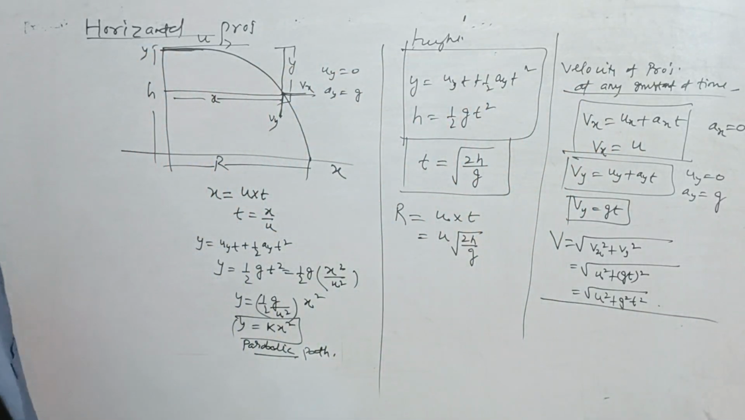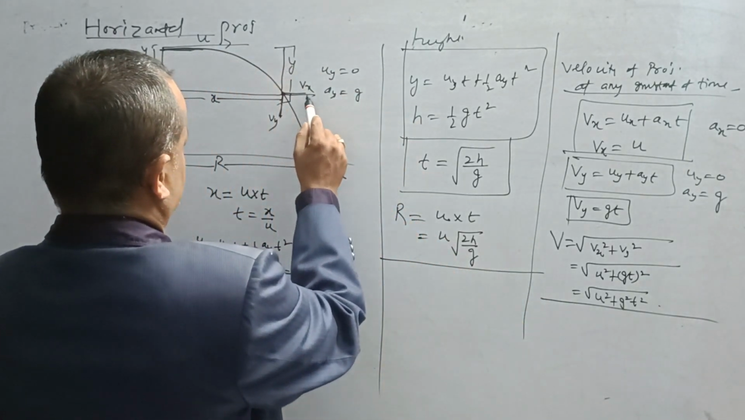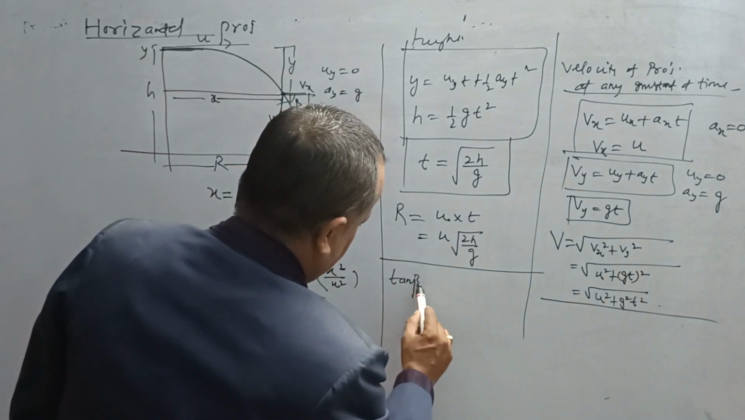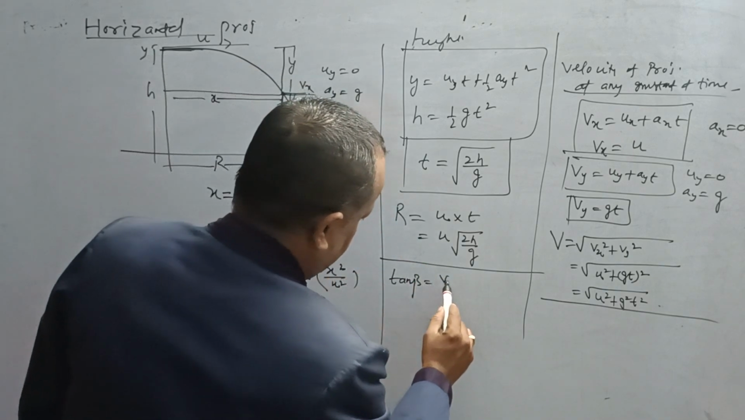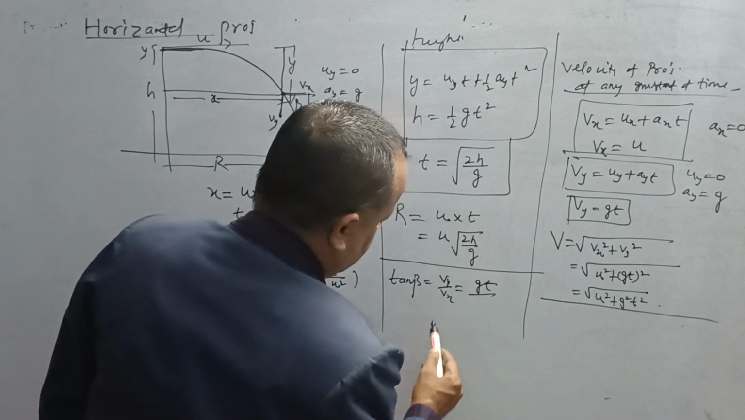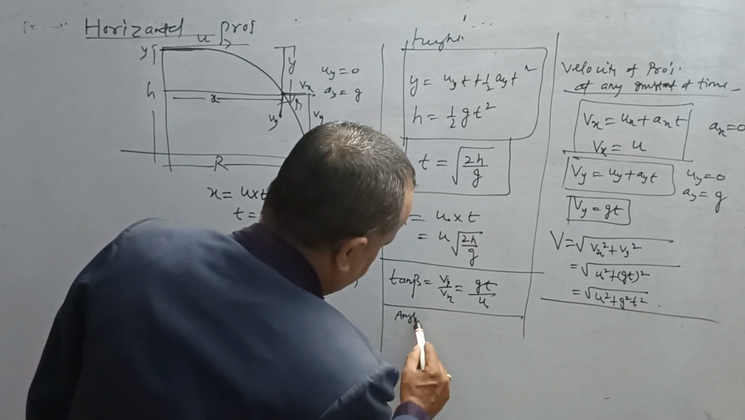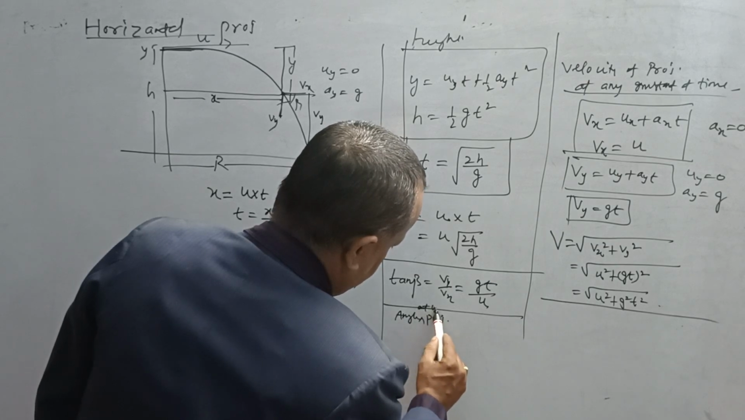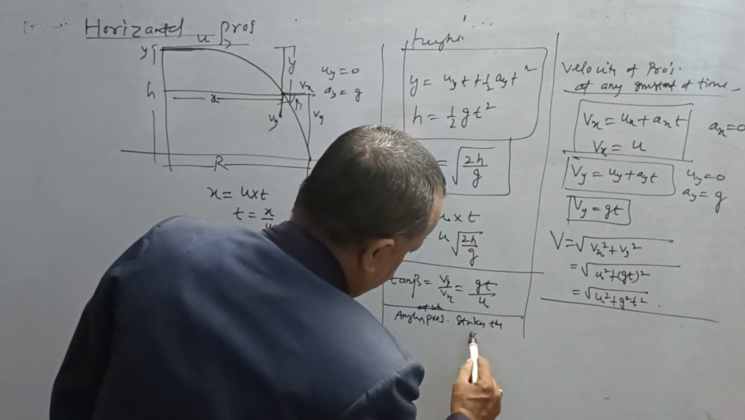Then we will find the angle at which the projectile strikes the ground. Let us suppose this is angle beta. tan beta is perpendicular v_y upon base v_x. v_y is gt, and velocity along the x-axis is u. This is the angle at which the projectile strikes the ground.